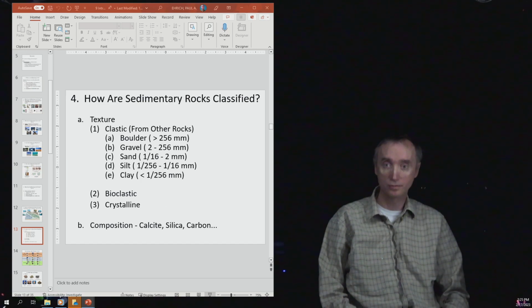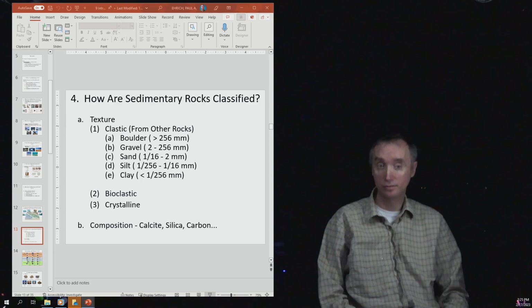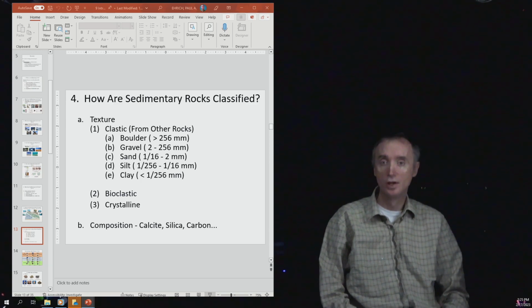So texture, there are three kinds of texture. One is going to be clastic, which means it's pieces of rock that are either pressed together or glued together. It's going to be bioclastic, which means it's pieces of shells and things that are glued together. And then it's going to be crystalline, which means that it forms from a precipitate.